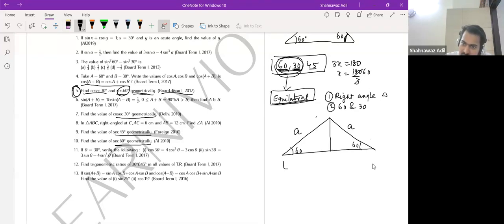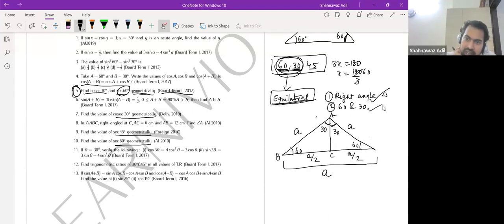This total was A, so what would it be from here to here? Half of it, A by 2. So this is A by 2, and this is also the perpendicular bisector. The total angle was 60, so how much would this be? 30, 30. Can you guys see this triangle ABC? Now I have all these criteria fulfilled, right?